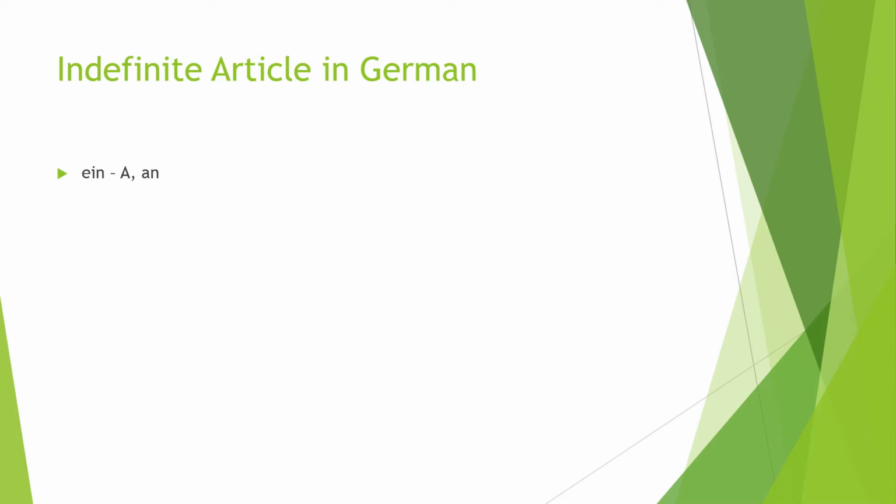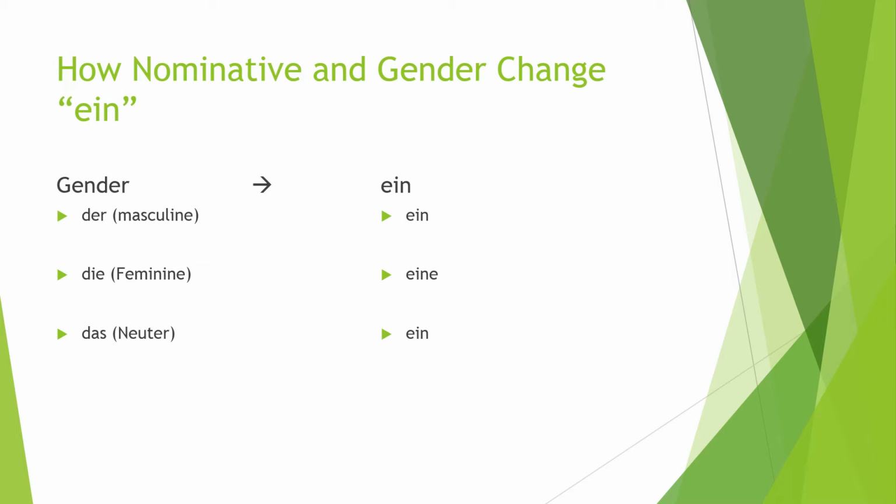Now, the indefinite article in German is ein, which means a or an in English. This table that I've made is going to explain how the nominative and gender affect ein. So, der, the masculine definite article, changes ein not at all. It just keeps it as ein. And also das, the neuter or neutral article, keeps it as ein as well. However, the odd one out is definitely die, feminine. It throws an e at the end, making it eine.